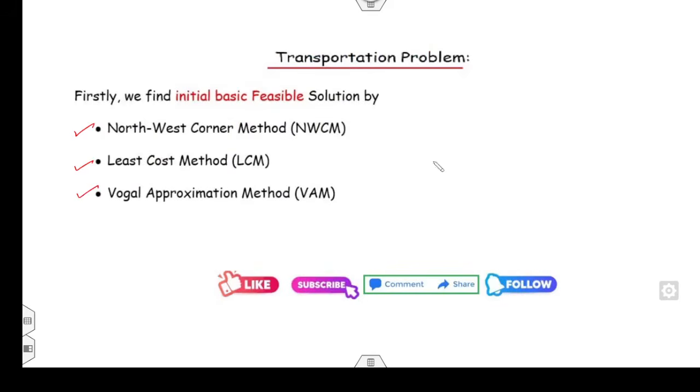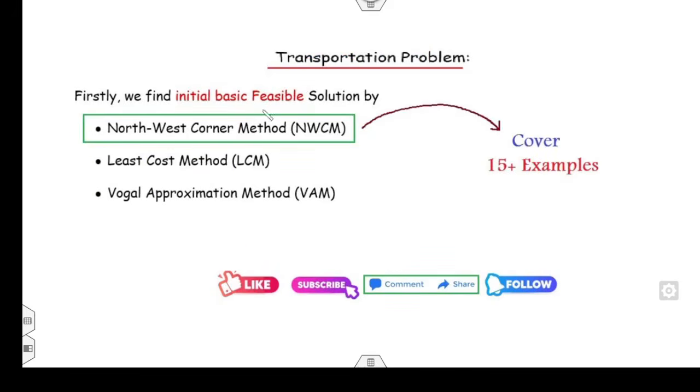Now, in this lecture, we will cover the first method, how you can find the basic feasible solution, also called the initial basic feasible solution, IBFS, by using the northwest corner method. Make sure students, these three methods will give you only a feasible solution, but these solutions may or may not be optimal.